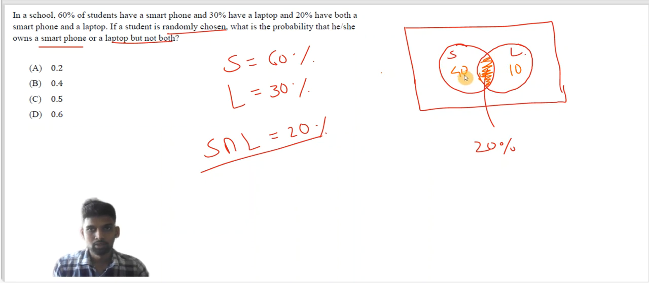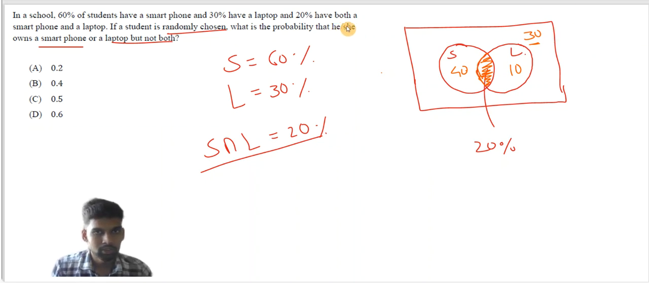So 40% of the students have only smartphones, and 10% of students have only laptops, and out of this total 70%, 20% have both smartphone and laptop, and the remaining 30% have none. Because 40 plus 20 is 60, plus 10 is 70, so 100 minus 70 is nothing but 30. So whatever is left over will have nothing.